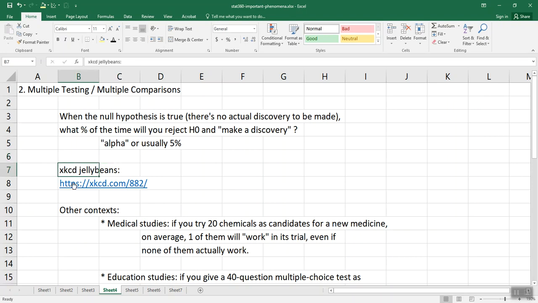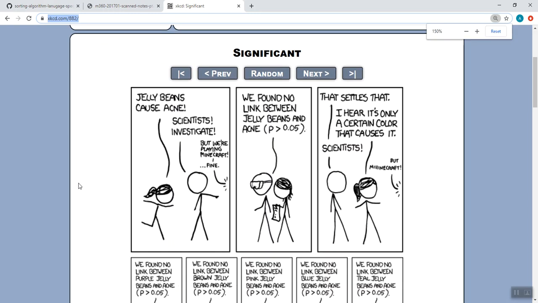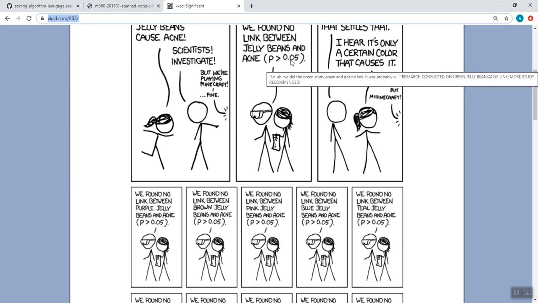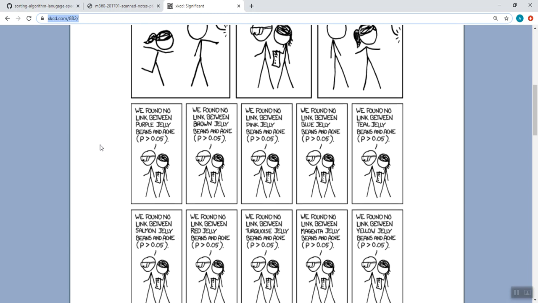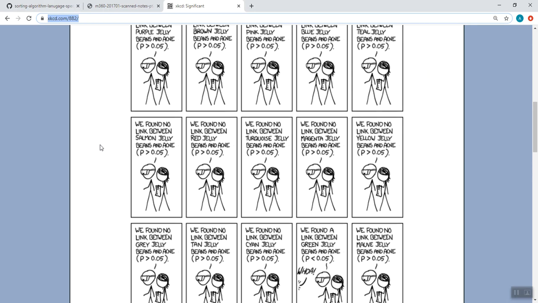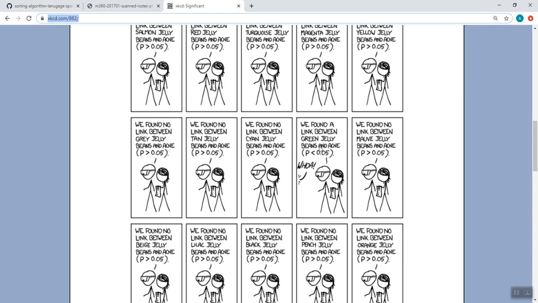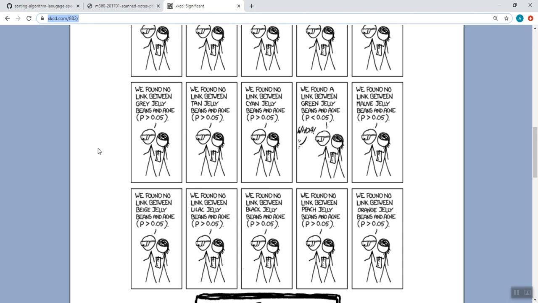Like anything important in life, there's a webcomic about it, so let's go see that. And I'll let you read this. I'll scroll through it slowly. P was greater than 0.05, so they did not find a statistically significant link. They're trying all the different colors here. Whoa, look at that. P less than 0.05. And then what's going to happen?